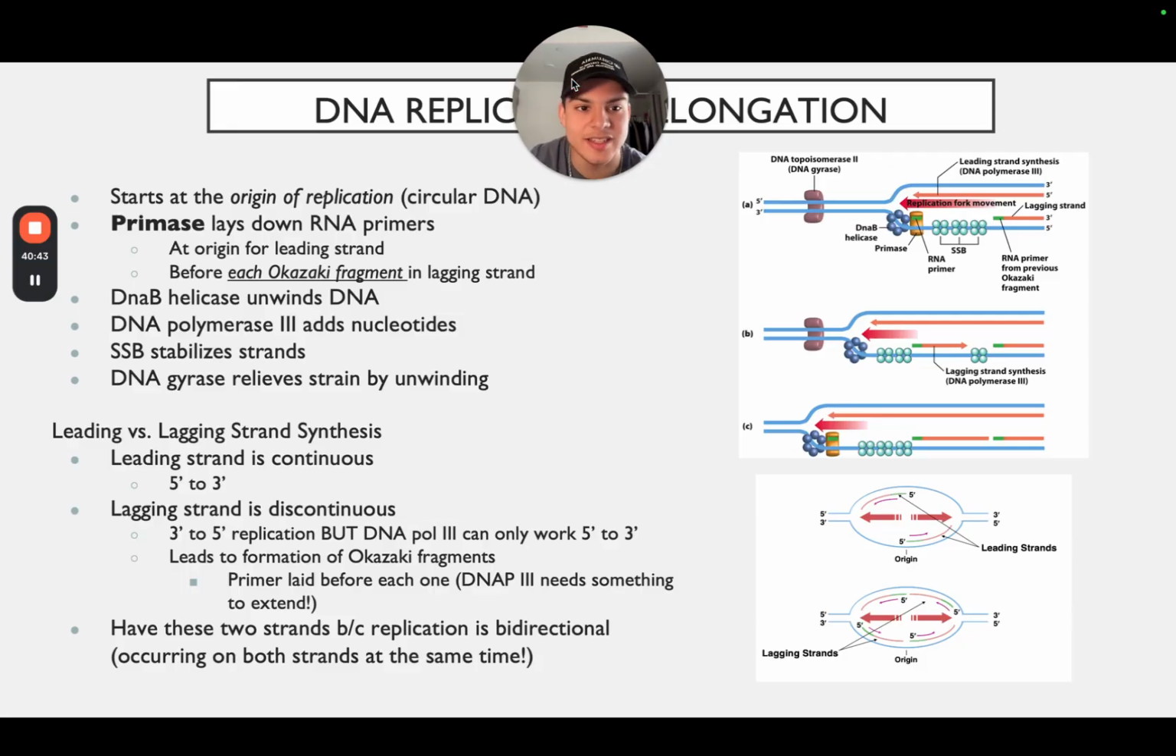SSB stabilizes the strands that are basically unwound and separated. And then DNA gyrase relieves the strain by unwinding the rest of the DNA, supercoiling. Okay, so now talking about the lagging versus leading strands.